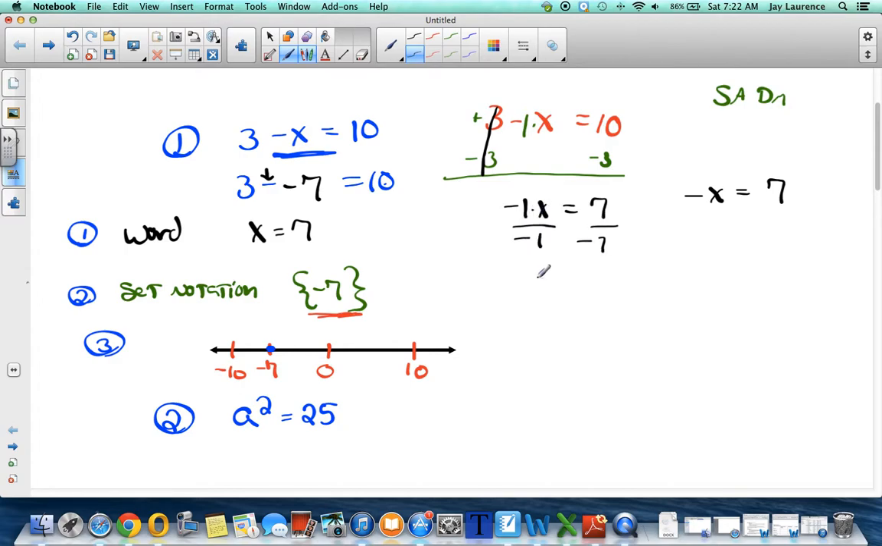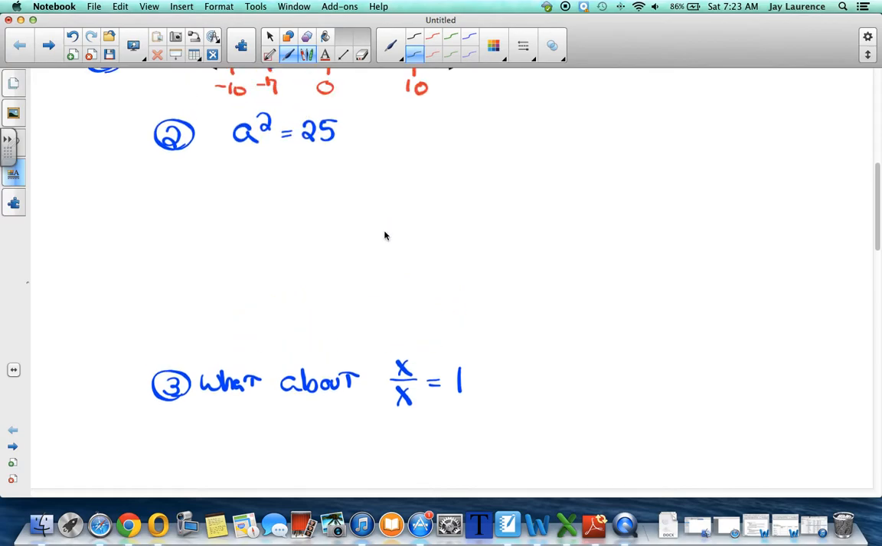Okay, and so, oops. Yeah, 1, not 7. Sorry about that. So x is going to equal 7 divided by negative 1, which is negative 7, which is what we said. Ooh, I had a mistake there. I just caught it. Sorry about that. Okay, x equals negative 7. All right, how about this one?